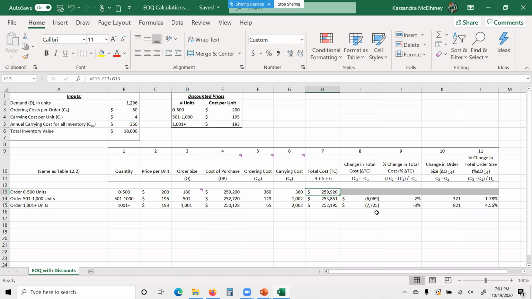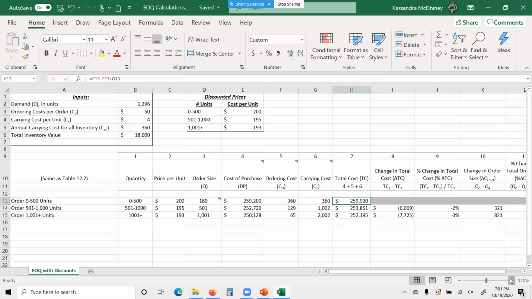So that first line will basically be your benchmark. So none of the changes are going to be calculated against that first line. For our economic order quantity, we're not going to calculate a change in total cost as a dollar amount or a percentage, or change in order size as a unit number or percentage. The top line is our benchmark. The other quantities will be compared to that one.